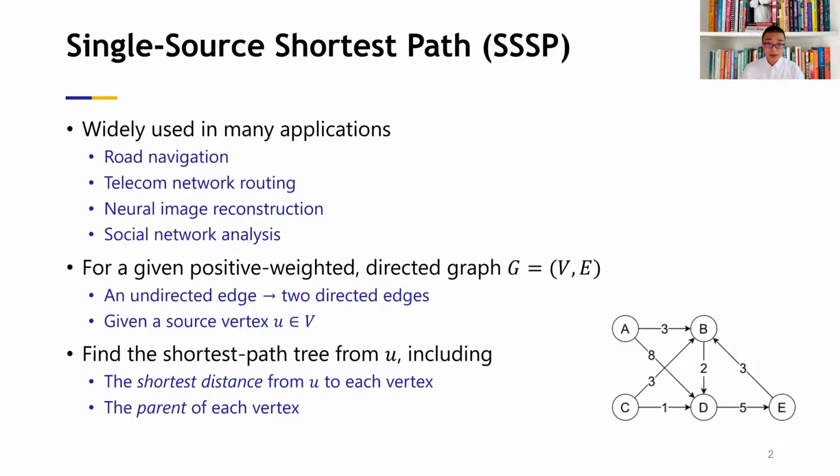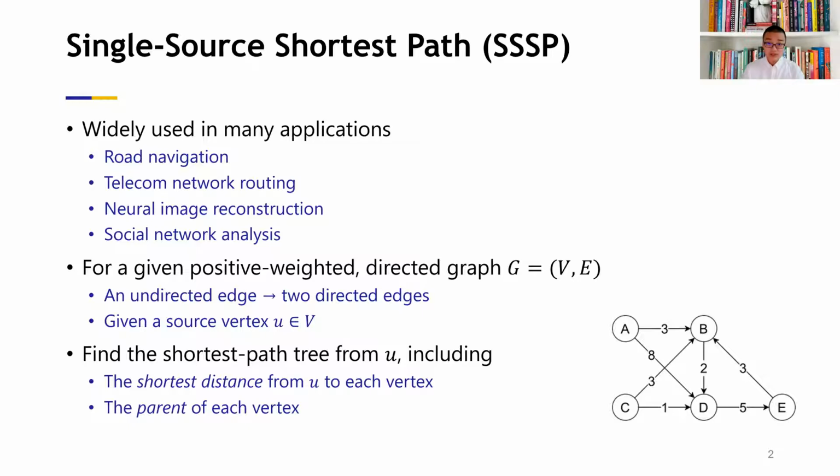Single source shortest path, or SSSP for short, is a basic but important problem. Many real-world applications use SSSP. Many related shortest path problems, for example, single pair shortest path, can be solved using the same algorithm used for single source shortest path.